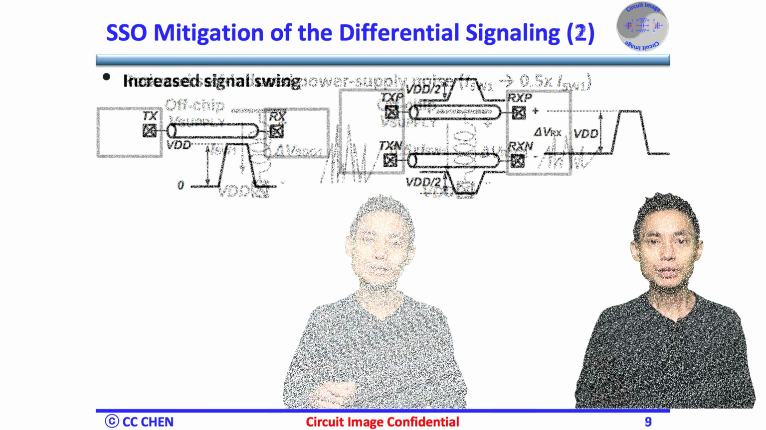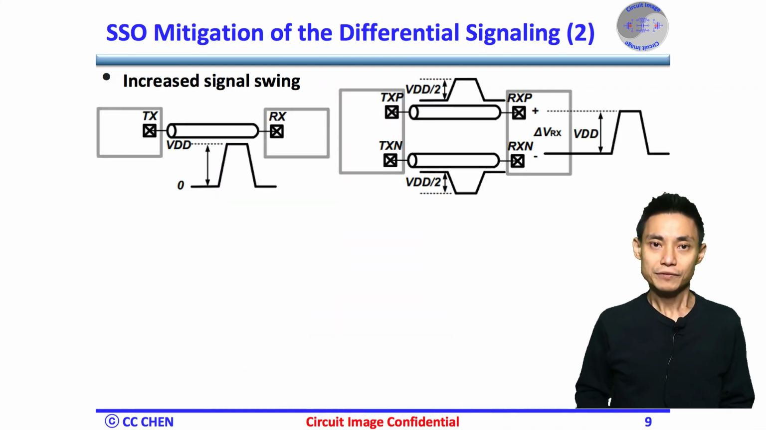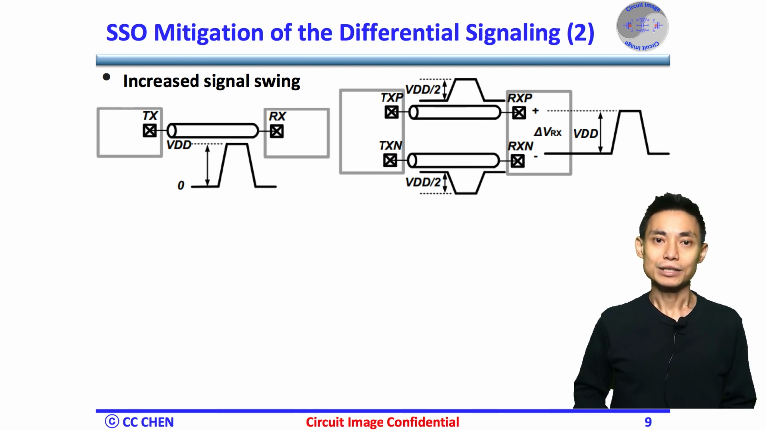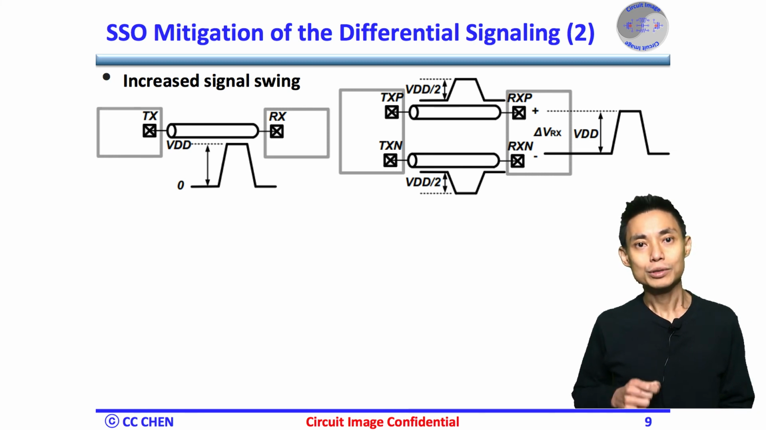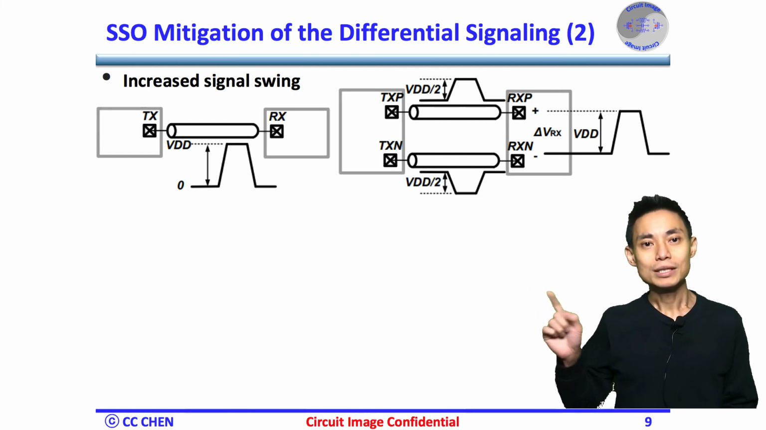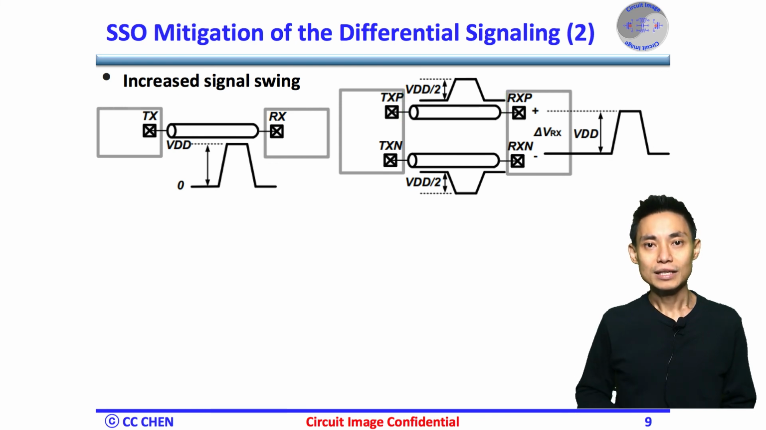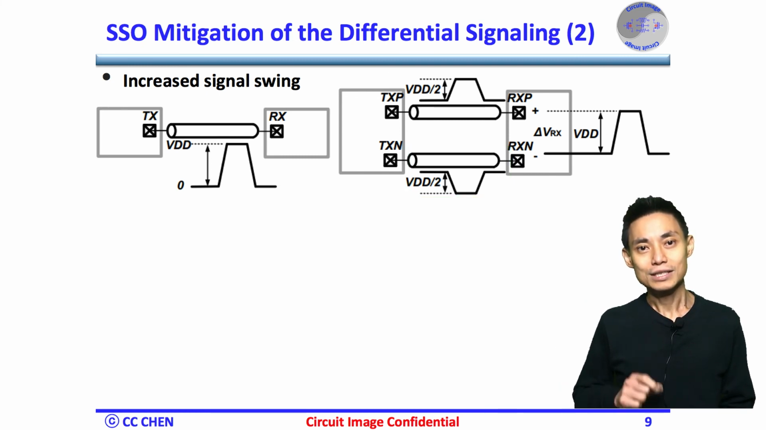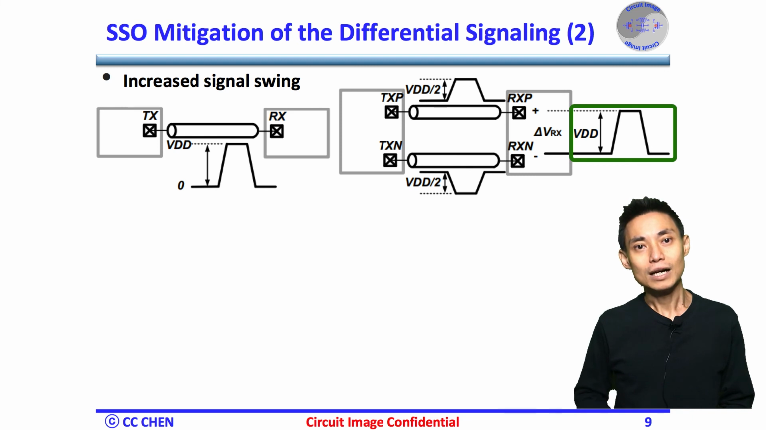The beauty of differential signaling is doubling the effective swing. Let's review the swing images here. In single-ended signaling, the maximum swing is VDD to ground, but differential signaling only considers the differential level between the positive and negative pin. As you can see, the TXP swing is a half VDD, and the TXN swing is also a half VDD, but its polarity is negative over the TXP. Then we take the difference signal level between the TXP and TXN. The delta Vx will be VDD as well.